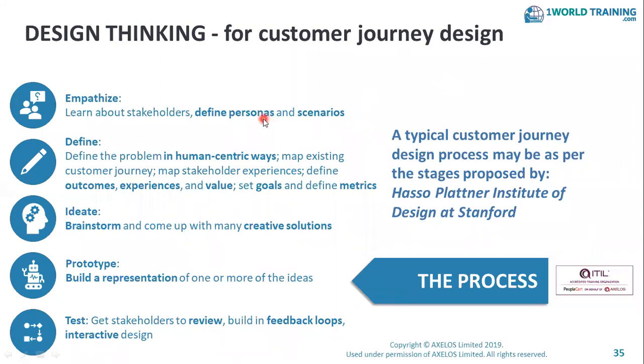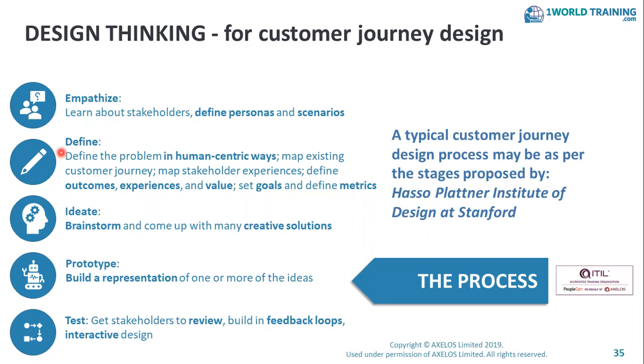Let us now look at the 5 steps or stages of design thinking, the process that is. A typical customer journey design process may be as per the stages proposed by Hasso-Plattner Institute of Design at Stanford. The steps are empathize, define, ideate, prototype, and test. The empathize step is about learning about stakeholders and users, defining personas and scenarios, understanding them very closely, their needs and aspirations, and their ways of working.